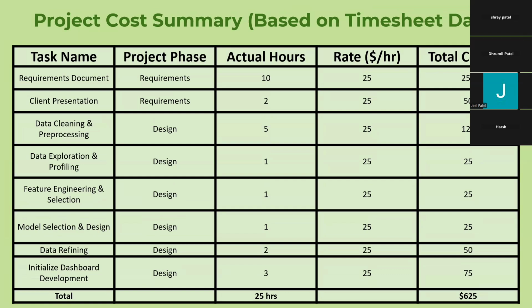Yeah, it is right. So this is the project cost summary. We can compare our theoretical cost with the actual hours, which is way better than our prediction. We spent only 25 hours to complete this work at the cost of only $625. This shows that our actual execution was way better than our plan, which is possibly due to the time management that we did in the designing phase.